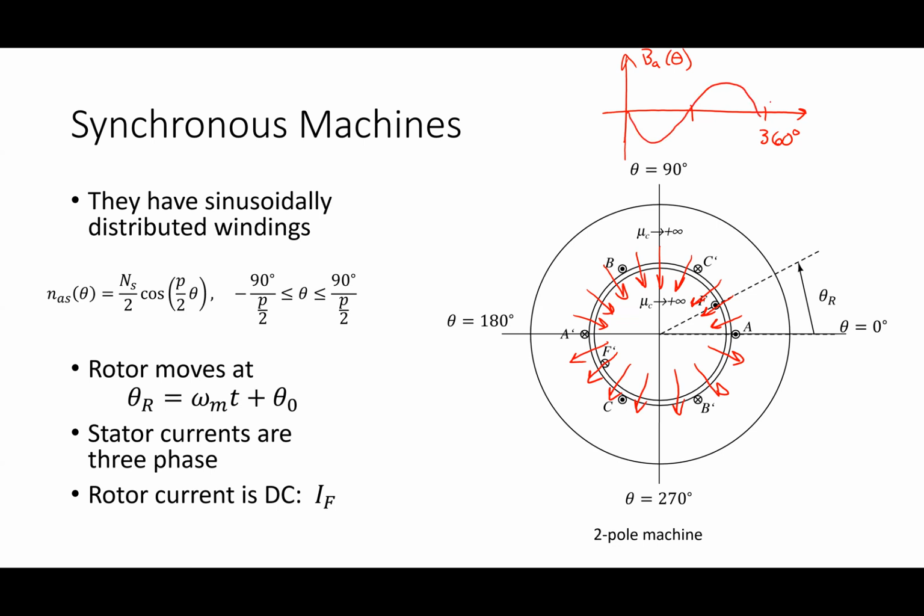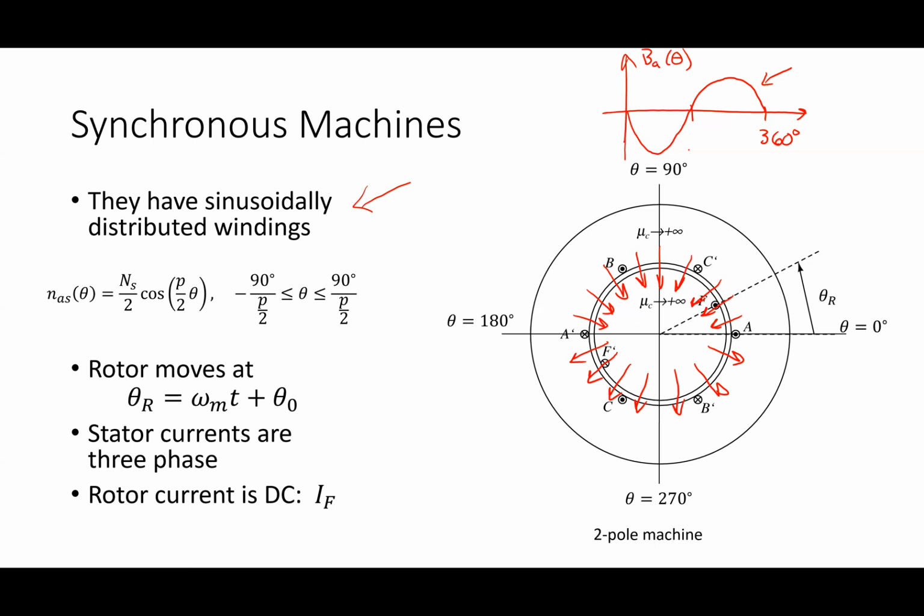This field right here would be if I had what I called my sinusoidally distributed windings. If I have sinusoidally distributed windings, I would get a field strength that looked like this. If they were concentrated, meaning they were all sitting at one spot, then that would basically mean I would have a square wave. That would be the difference. But we said we try to get them to be sinusoidal.